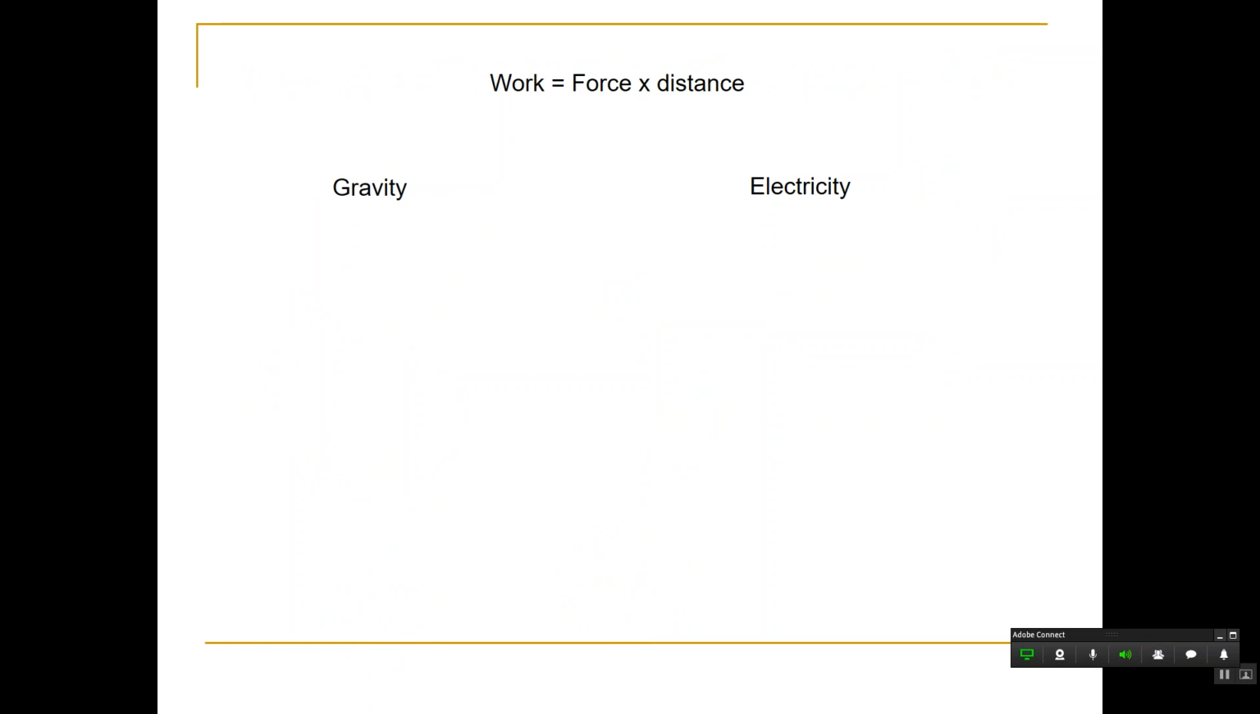So if we were to make that comparison, we know that work, right here I wrote it down, work is equal to force times distance. Okay, at the top, force times distance.